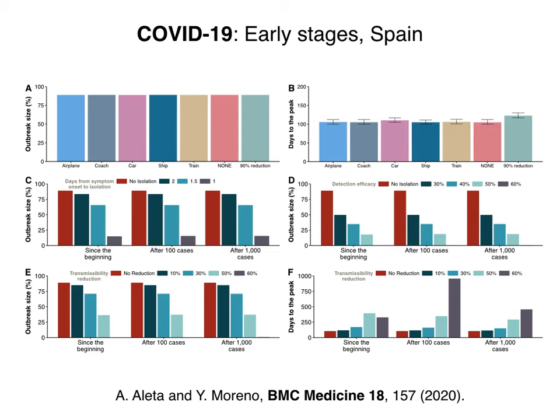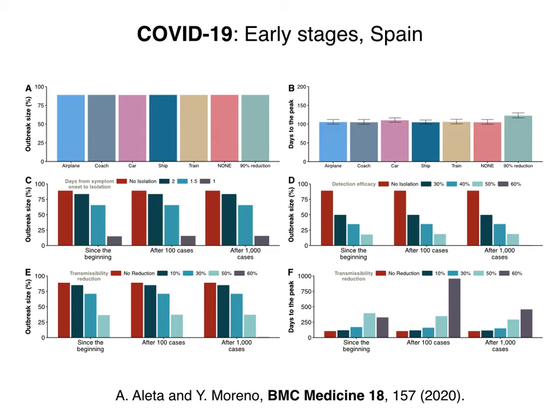In terms of interventions, the most effective ones are related to the detection and isolation of symptomatic individuals. You see here in panel C that the outbreak size is reduced a lot if you detect these cases very early, in 1, 1.5, or 2 days, with respect to no isolation and detection. The same happens with detection efficiency. The more people you detect, the larger the reduction in the outbreak size.